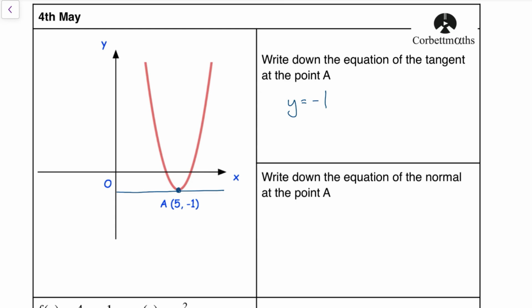Then write down the equation of the normal. Now, the normal is perpendicular to this. So in other words, it's going to go through here. So therefore, this one must have equation x is equal to 5. Good little starter questions, the sort of nice questions to make sure you understand what's happening.